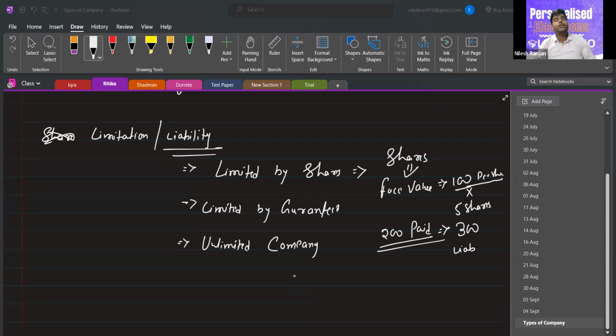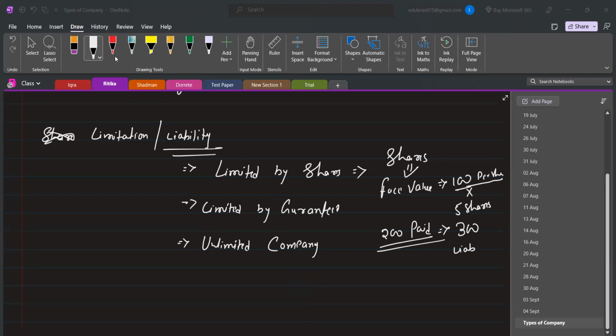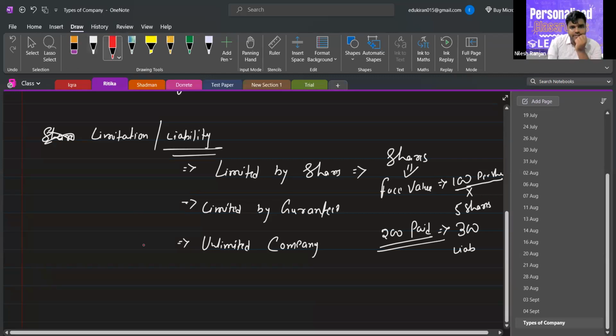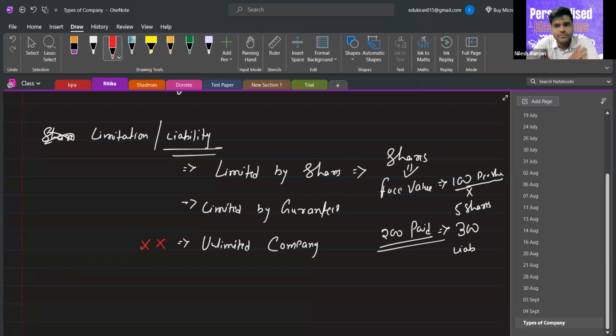And the third is unlimited company. Unlimited company means where liability is not limited. It is the same as proprietorship or partnership, meaning you have to pay from your personal property also. But in the present time, this is not actually applicable. I have not seen any company like this in my own life, so I don't think it works now.